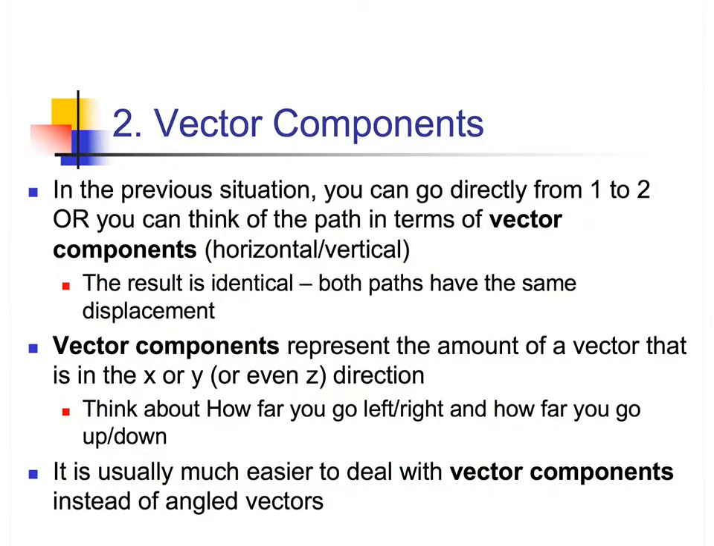So, as we just said in the previous slide, if we're walking along that path from 1 to 2, we have a few options. We can either walk directly from 1 to 2 along that black path shown, or we can walk some distance east and some distance north. And what we're really doing there is introducing the idea of vector components. Instead of walking at an angle, we're breaking it down into walking some amount east-west horizontally and some amount north-south vertically. And we end up with the same result. We end up with the same overall displacement.